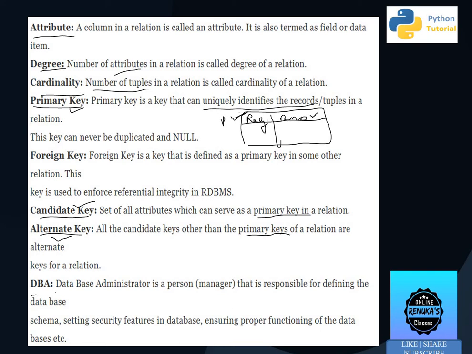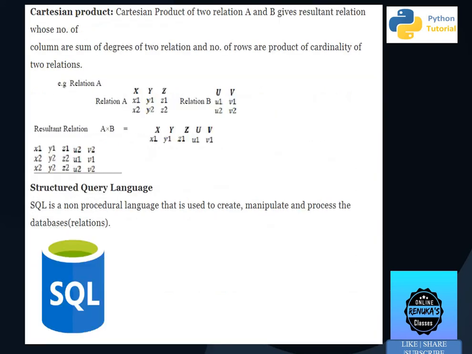Then comes DBA, database administrator. It is a person who is responsible for defining the database schema, setting security features, and ensuring proper functioning of the database. So that person is known as database administrator. Mostly these persons are very well aware of some databases like Oracle, SQL, so that they can easily manage the database. Next comes the Cartesian product.